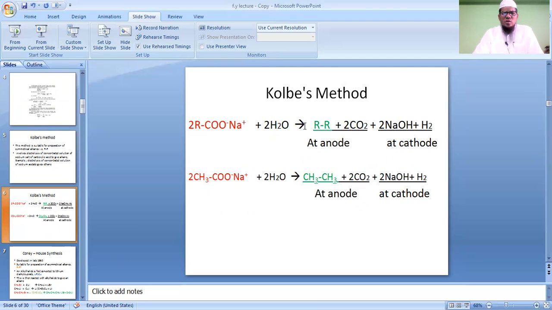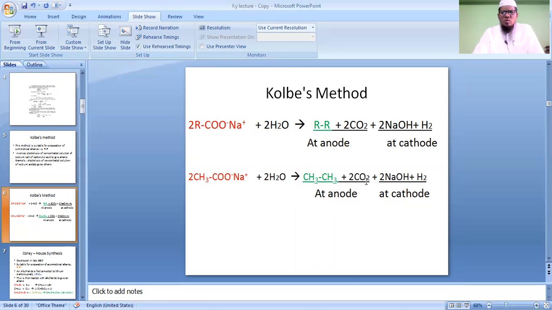Electrolysis is carried out; current is passed through it. At the anode, there is formation of R-R, that is, symmetrical alkane, an alkane containing an even number of carbon atoms. Sodium acetate is reacted with water. A concentrated solution of sodium salt of carboxylic acid, that is sodium acetate, is electrolyzed. When it is put to electrolysis, there is formation of ethane at the anode.